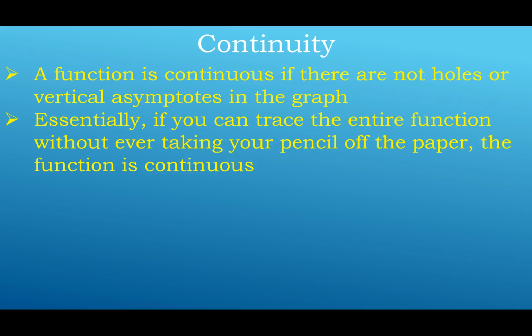Now, the concept of continuity. A function is continuous if there are no holes or vertical asymptotes on the graph. Essentially, if you had your graph in front of you and could trace the entire function without ever taking your pencil off the paper, the function is continuous. You have to trace the entire one. If you have to take your pencil off because you've got a hole and have to go to a different spot, or because you have a vertical asymptote, or whatever reason, it is not a continuous function anymore.